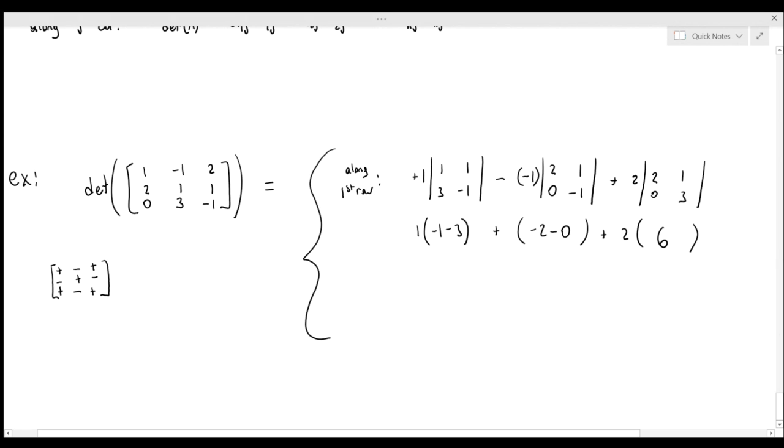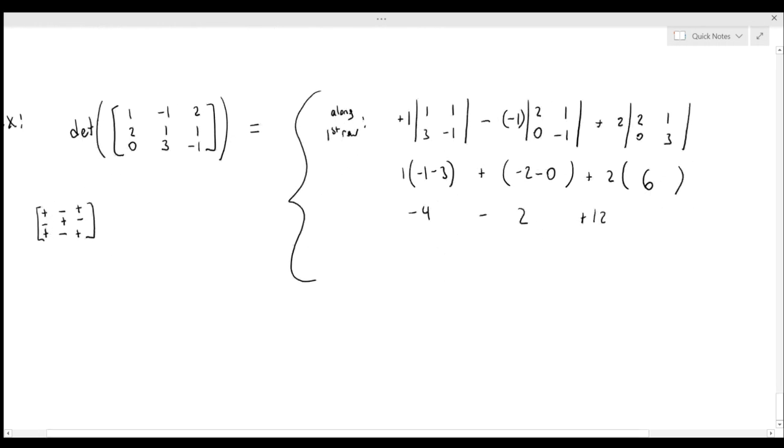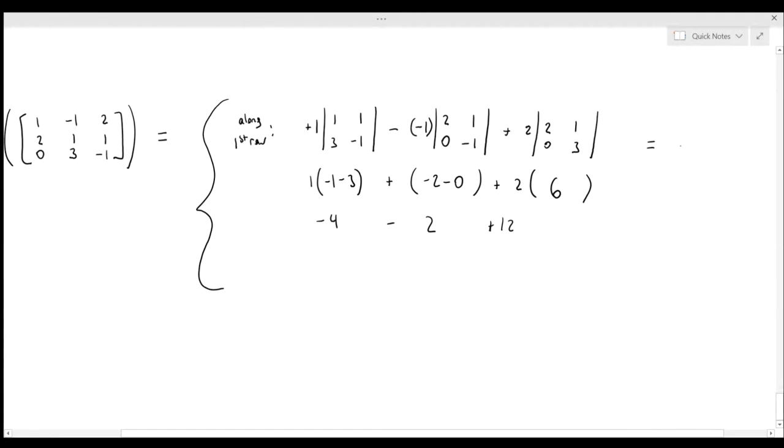Okay, so if we compute and add all of this up, it's going to be -4 minus 2 plus 12. So altogether, we get a final answer of 6, which is the same answer that we got earlier using the big formula for a 3 by 3 matrix. Okay.